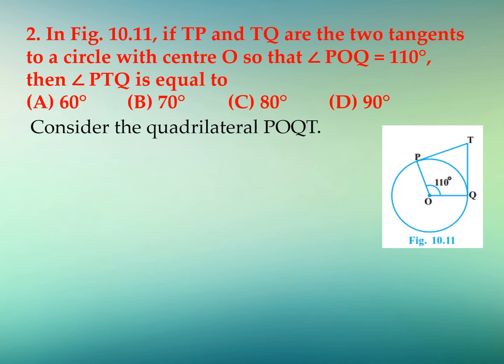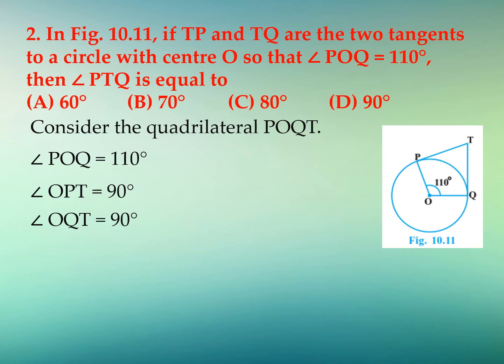Now consider the quadrilateral POQT. You can check it out. It's a quadrilateral POQT. In this quadrilateral, we know the measure of angle POQ. Do we know the measure of angle OPT and OQT? Yes, actually OP is the radius. OP and OQ both are radii, whereas TP and TQ are the tangents. So OP is perpendicular to TP and OQ is perpendicular to TQ. So this means that angle OPT is equal to 90 degrees, angle OQT is equal to 90 degrees. So you have a quadrilateral in which three angles are known to you.